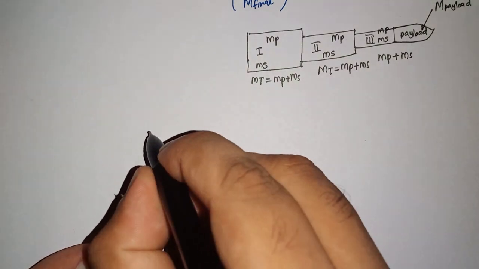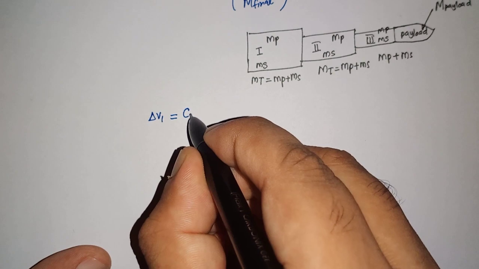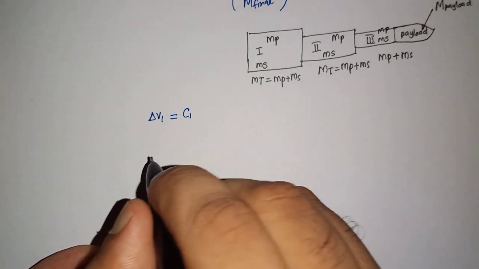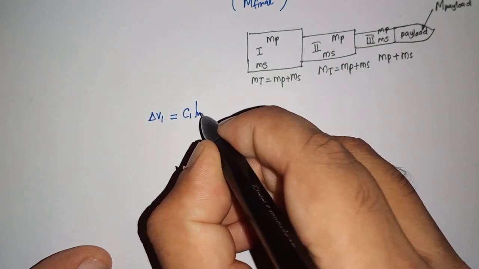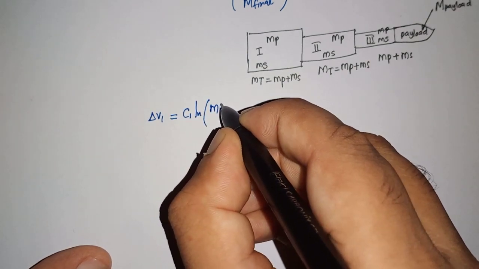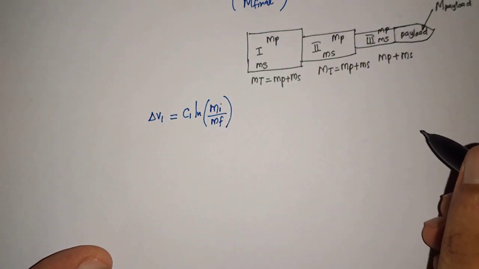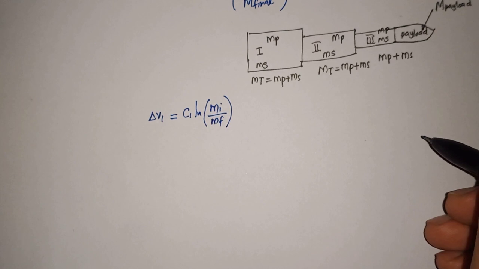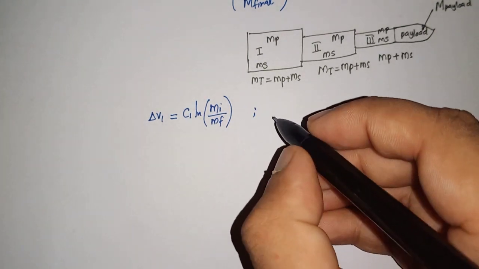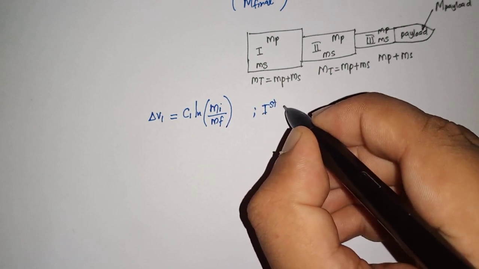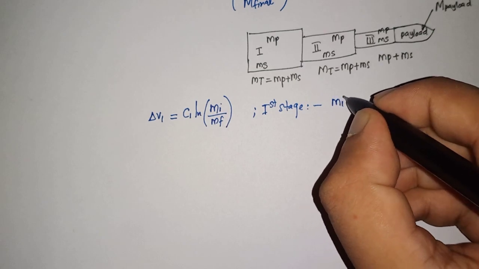So delta V1 we already know. This is basically the effective exhaust gas velocity exhibited by the first stage, into the logarithm of m initial divided by m final. I'll write it in short form: m initial and m final. Now here we have a task. In the first stage, what is going to be my initial mass? It is basically the total mass, is it not? That is the starting stage, so it is going to be the total mass.